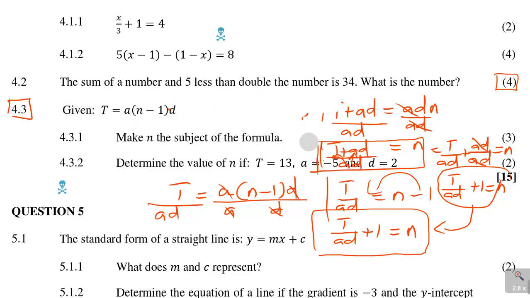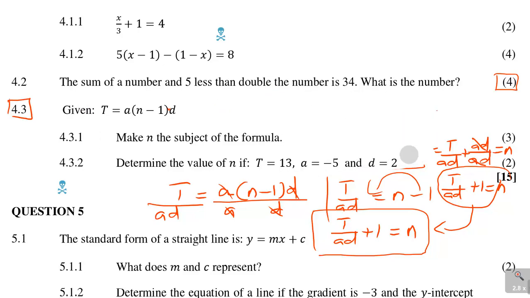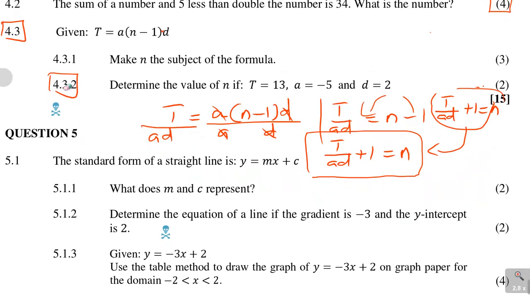Now that was one part. Now let us look at the second part of the question. Remember I said one of the answers is fine, but it continues. 4.3.2 says determine the value of n if t, they're giving you the value of t, the a and the d. So this question continues, so you will come here and say where there is t, you put 13, where there is a it is minus 5, times where there is d, you put your 2, plus 1 is equal to n.